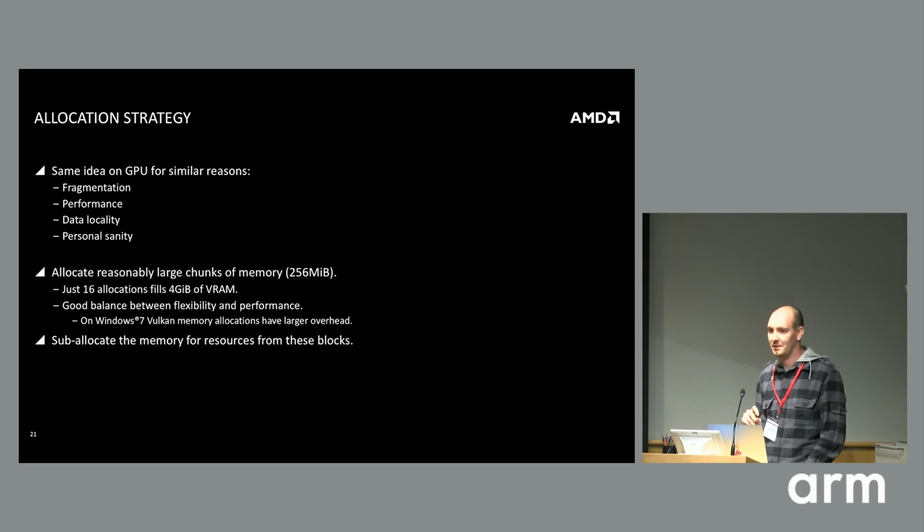So it's the same on GPU, is the good news. So you really don't want to be doing an allocation for every unique resource, every texture, every vertex buffer, every constant buffer. Not a good idea. And it's for similar reasons as you would not do this in a CPU program. You would fragment your memory probably reasonably fast. Performance would be fairly poor. You would have poor data locality, or you'd have minimal control of data locality, and your personal sanity would also probably suffer as a result. So good reasons not to do that.